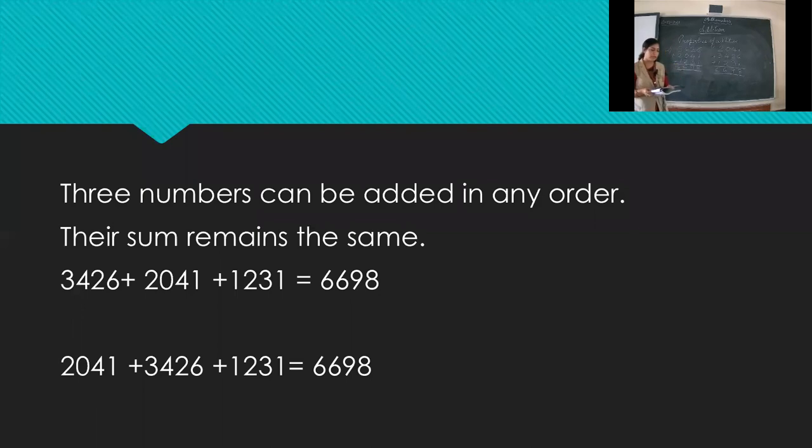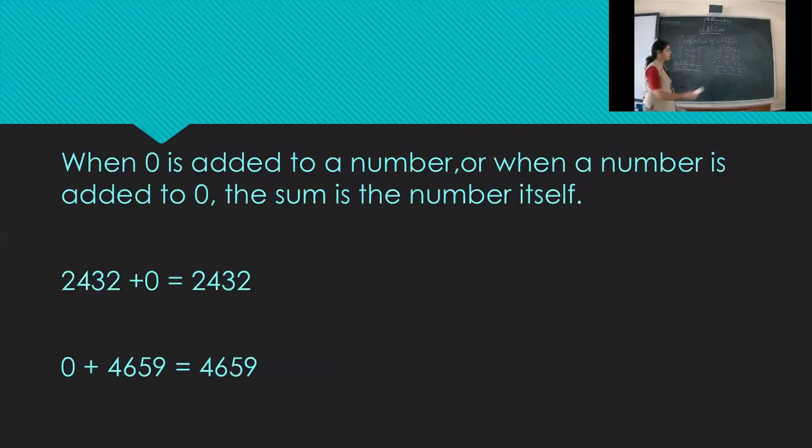Then the last property is known as zero property. It means if you are adding 0 in any number, just see the next slide. If you are adding 0 in any number, your answer will be that number itself. Now, see 2432. If you are adding 0, you are getting same answer, number itself. Or if you are adding 0 plus 2432, sorry, this is 4,659. You can take any numbers. Tell me, copy down.